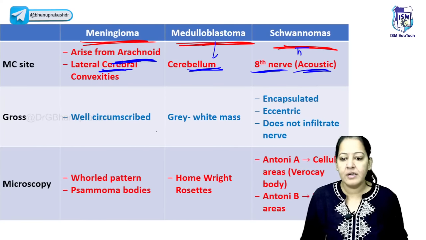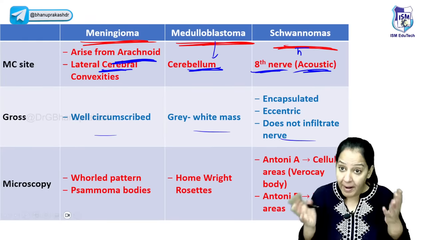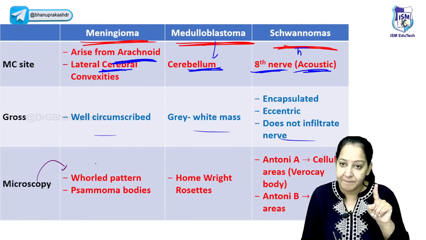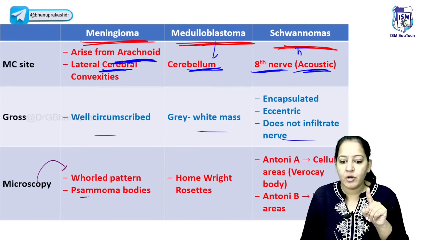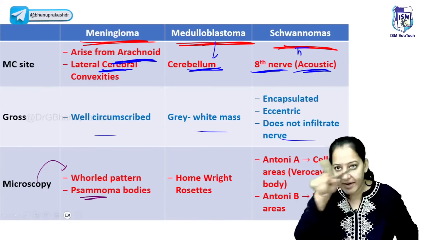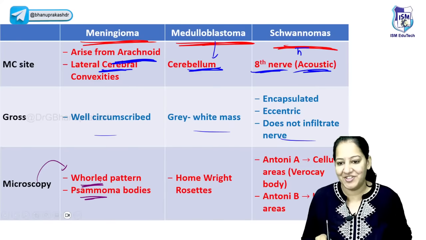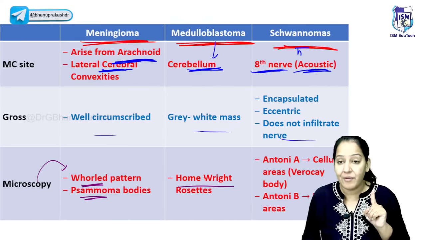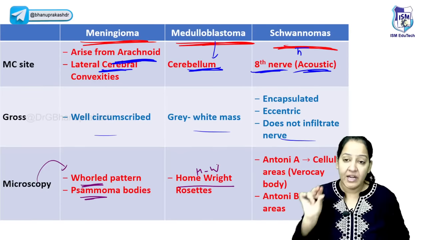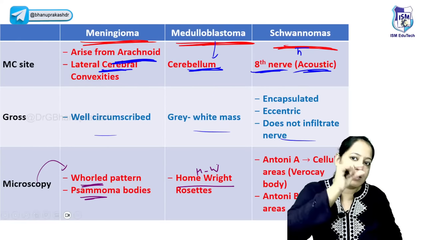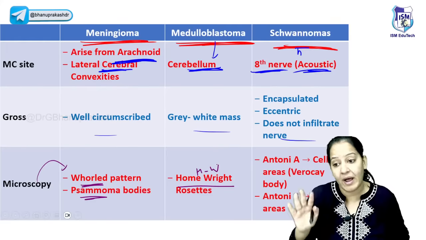And we go ahead. Gross is not very important, but in microscopy take the peculiar words. Rather than learning the microscopy, I prefer to draw it. In meningioma, draw a psammoma body and surrounding it in a whorl pattern, draw the tumor cells which are spindle shaped. In medulloblastoma, draw a Homer Wright rosette, in which in the center draw pink color material and draw small round blue tumor cells surrounding the pink color material. That is Homer Wright rosette.